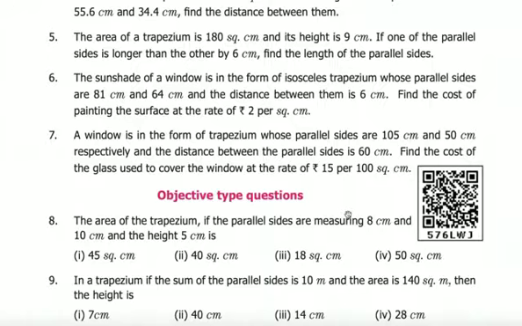Sixth, the sunshade of a window is in the form of a trapezium whose parallel sides are given, and the distance between them. Find the cost of painting the surface at the rate of 2 rupees per square cm. You will paint only one side, so that is also easy. You need to find only the area. A window is in the form of a trapezium whose parallel sides are this and this respectively, and the distance between the parallel sides is this. Find the cost of the glass used to cover the window at the given rate per square cm.